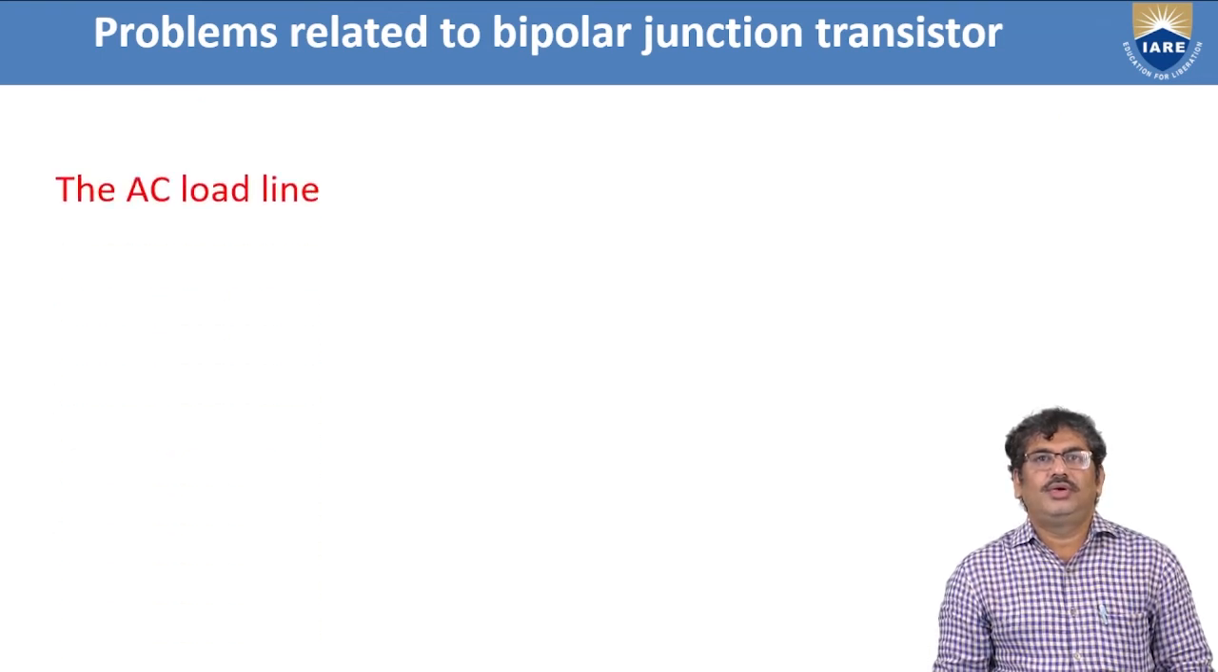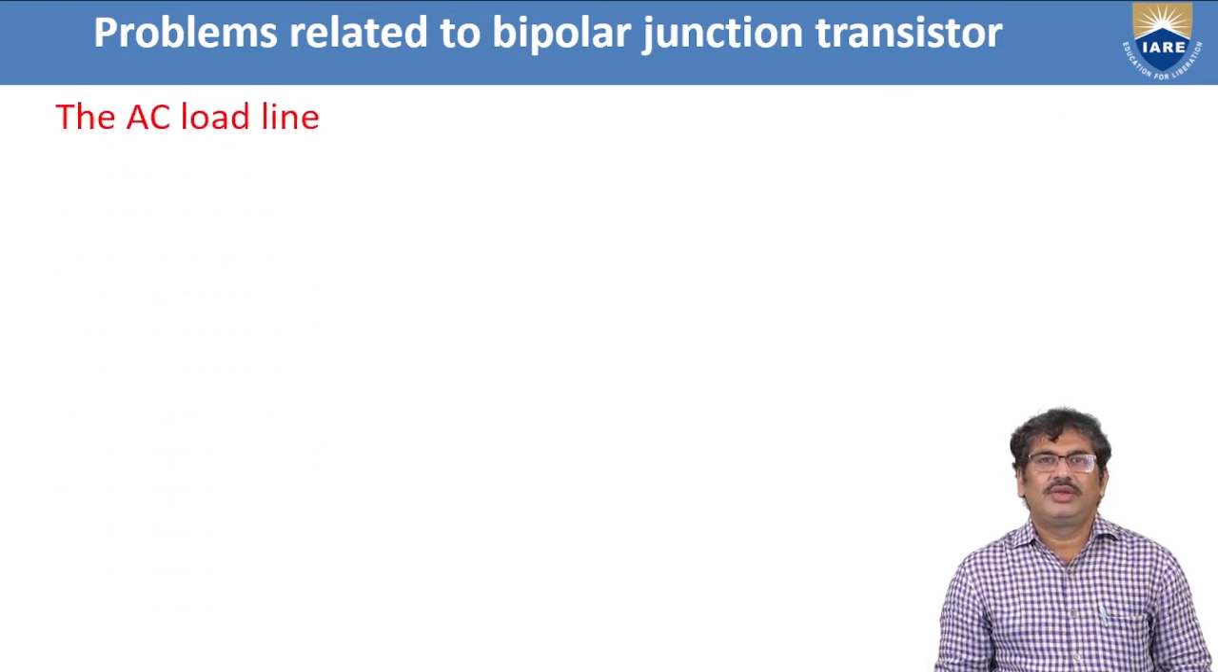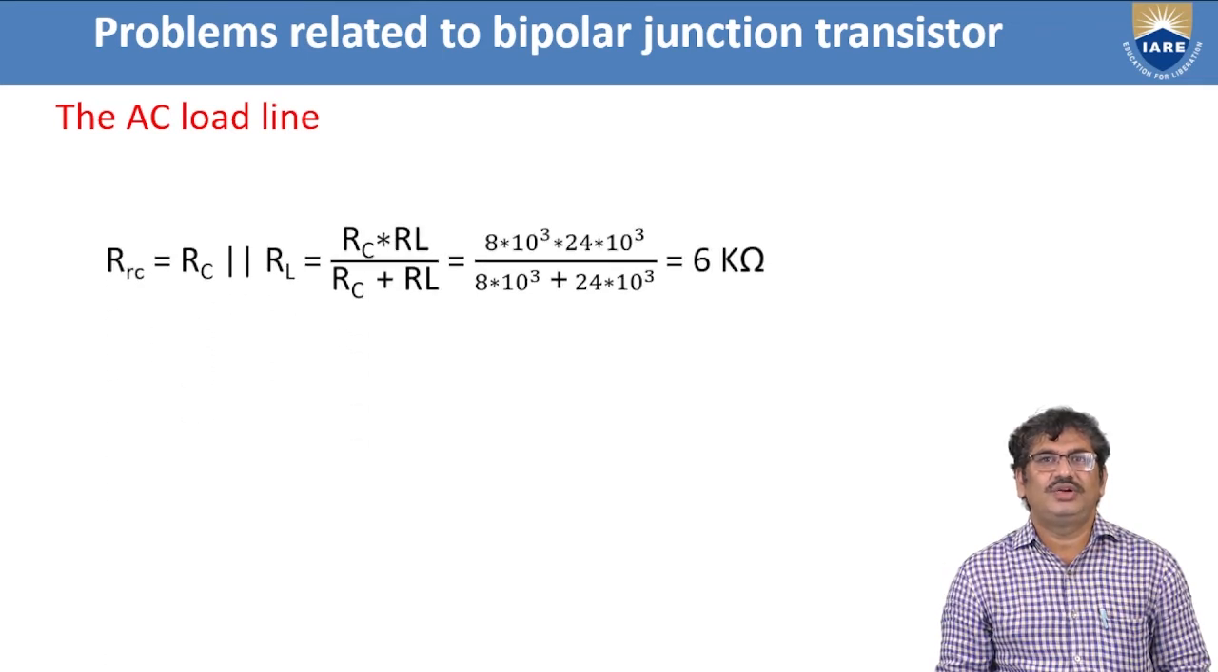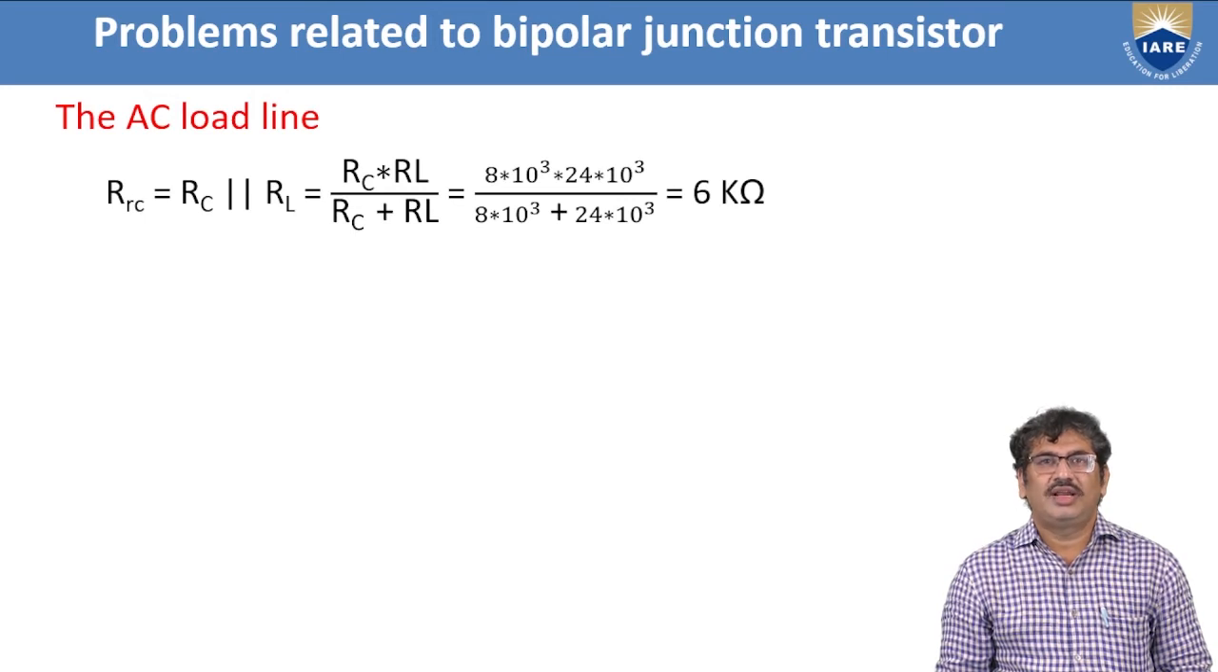Next, to draw the AC load line, we have to find the effective load resistance, that is RAC is equivalent to RC in parallel with RL. Given RC as 8 kilo ohms, RL as 24 kilo ohms, the parallel combination of RC and RL we take as RAC, which will give us 8 into 10 power 3 into 24 into 10 power 3 divided by 8 into 10 power 3 plus 24 into 10 power 3, which will give us RAC is equivalent to 6 kilo ohms.